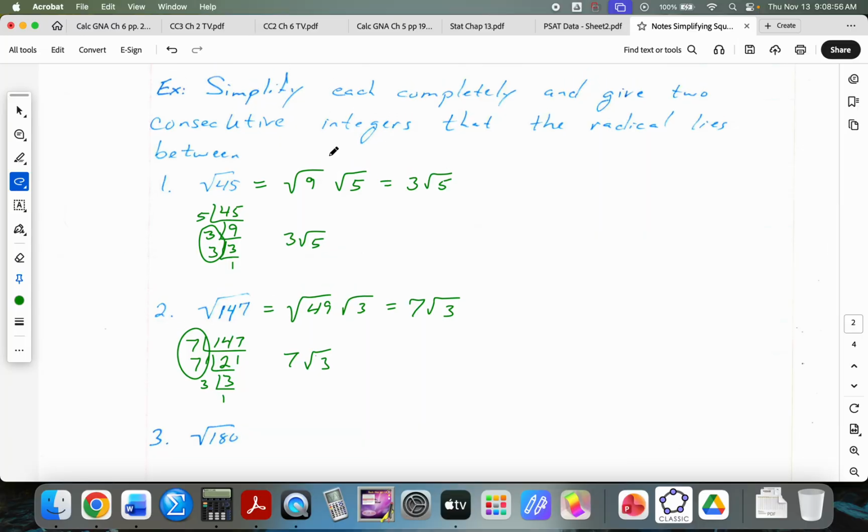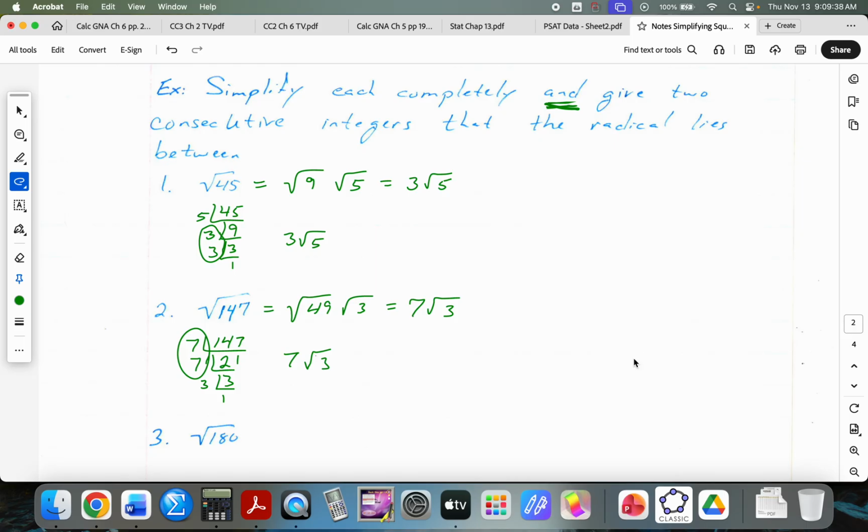Oh, okay. I'm going to back up for just a second before we go on. Notice here the instructions say simplify each completely, and we didn't do any, and give two consecutive integers that the radical lies between. In other words, what two whole numbers is the square root of 45 in between? 7 and 8? No, not between 7 and 8. The square root of what? Square root of 45. Yeah, it's between 6 and 7.